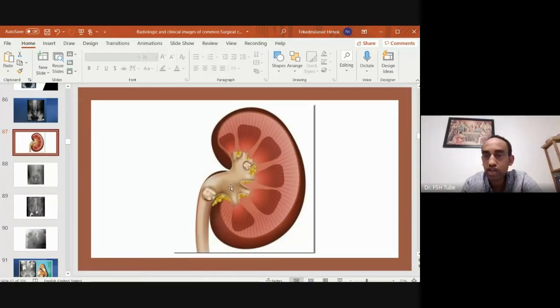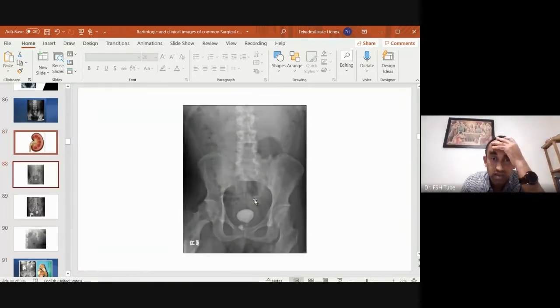So PUJ obstruction, pelvi-ureteric junction obstruction. So this stone, if it is sitting there, results in PUJ obstruction. That's an emergency because it will destroy this kidney due to hydronephrosis if you don't remove it. Where is the stone? It looks like in the bladder, right?